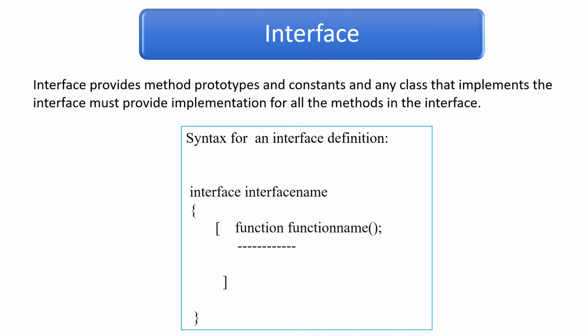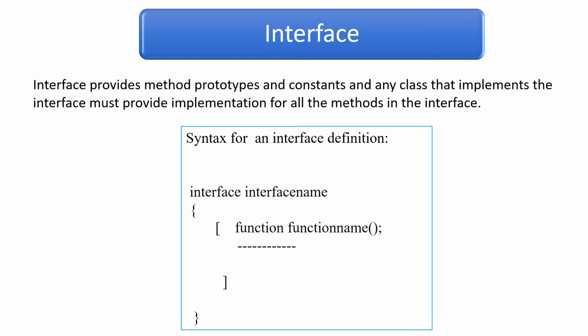Then there is a difference between the abstract class and the interface. In abstract classes, it is not necessary that every method should be abstract, but in an interface, every method is abstract. Then multiple and multi-level inheritance are both possible with interfaces, but only single and multi-level inheritance is possible with abstract classes.